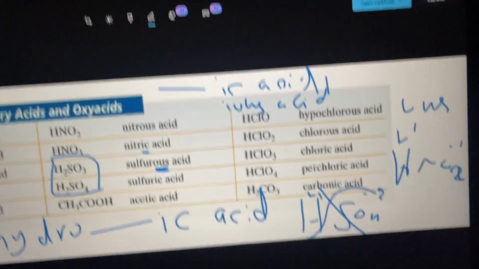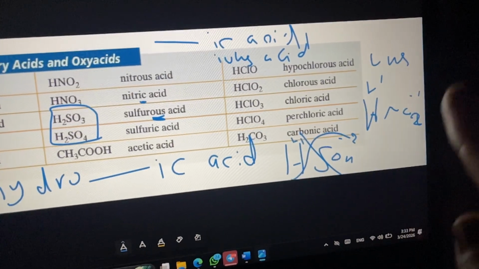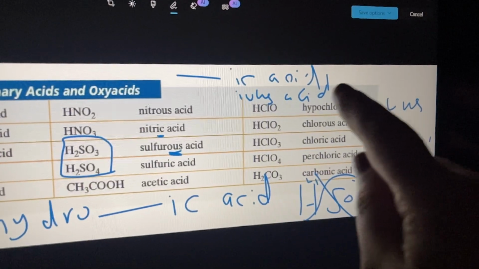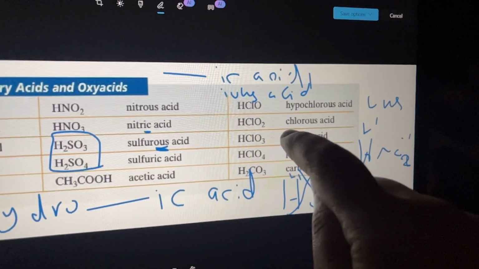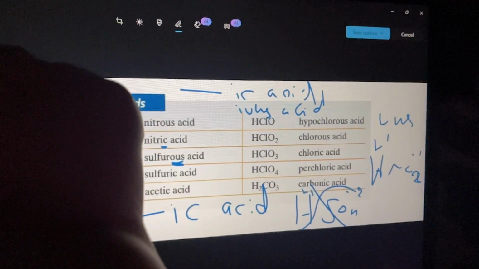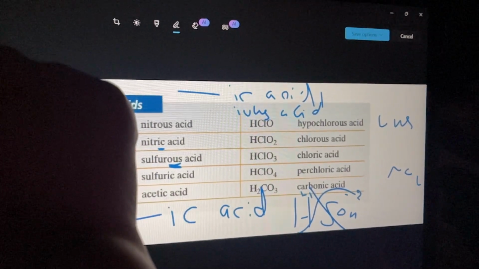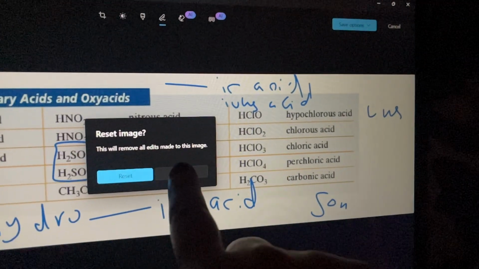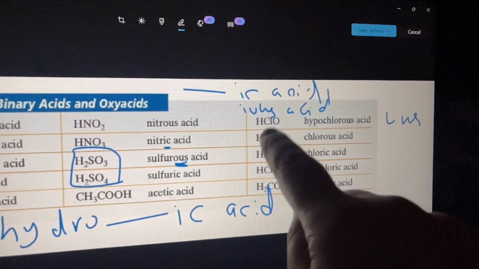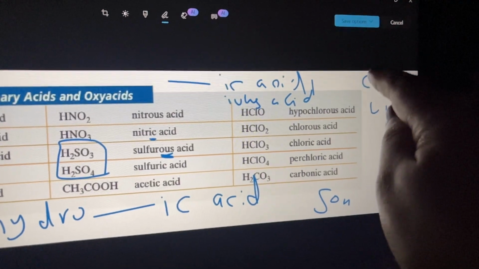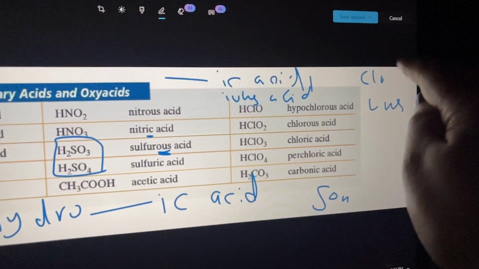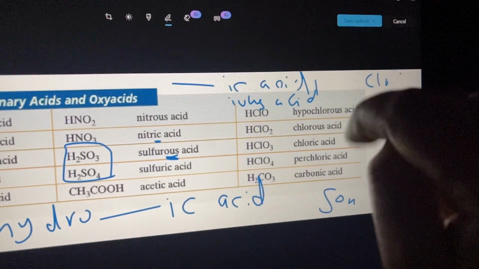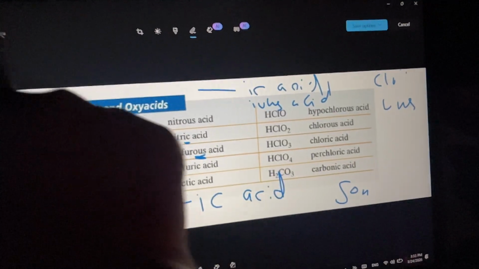But for ClO we have 4 types. Okay, we have 4 types. So because ClO is -1, we will have that structure as what? As HClO. Why? Because ClO, you know that all of them are -1. So -1 with hydrogen plus will become HClO.